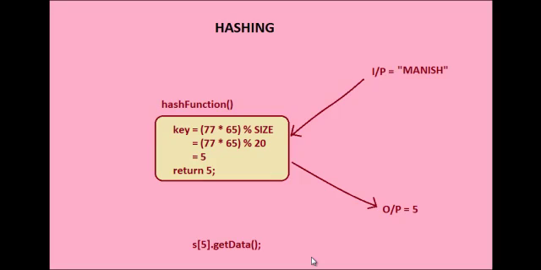For example, the input name is Manish. The hash function multiplies the ASCII values of the first two letters. M corresponds to 77 and A corresponds to 65. It calculates the mod of it with the size. Let's say the size is 20, and then this evaluates to 5. It returns 5 as the hash key, and then we store the data at index 5 using this statement, s of 5 dot get data.